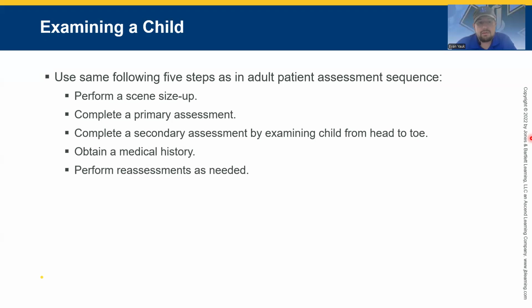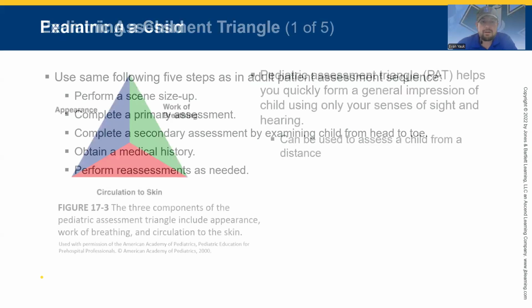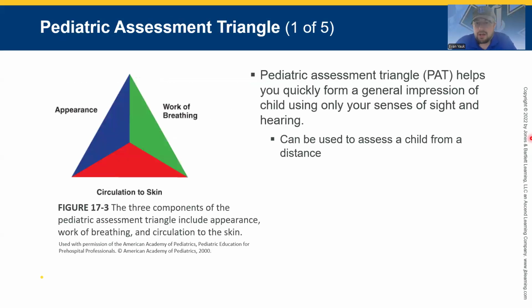Remember that in our primary assessment, we take care of life threats at this point. In our secondary assessment, we take care of secondary injuries. These are broken bones, scratches, abrasions, stuff like that, non-life threatening. So the pediatric triangle, or the PAT, helps you quickly form a general impression of a child using only your senses of sight and hearing. It can be used to assess a child from a distance.